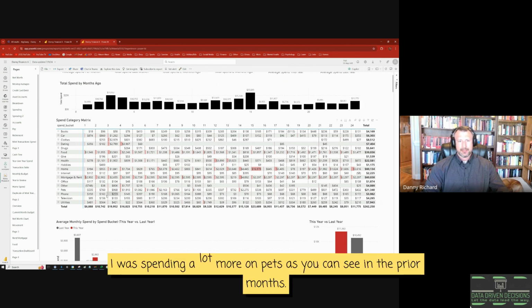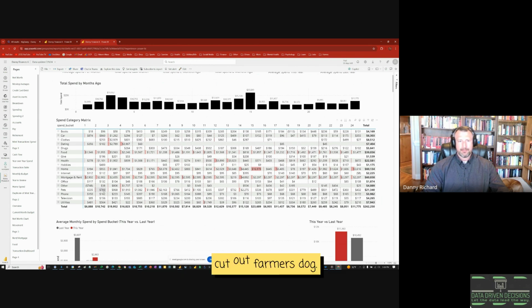I'm spending a little less on pets, which I'm happy about. I was spending a lot more on pets, as you can see in the prior months, but I cut out Farmer's Dog. That was too expensive. I'm just doing Fresh Pet, which is still expensive, but I get it at the grocery store.